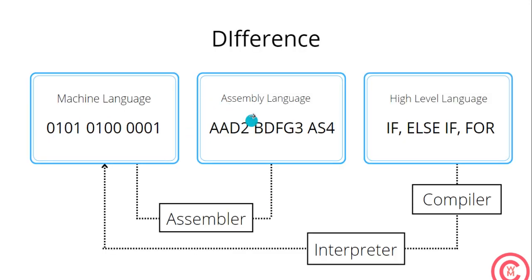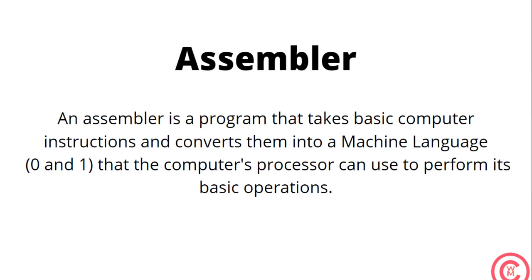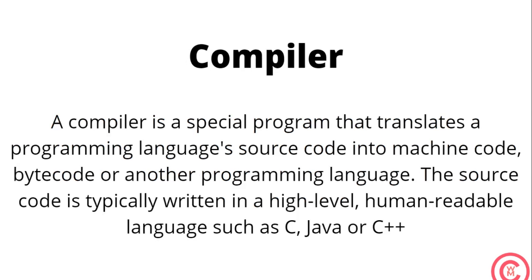So you can see assembly language is typically like this, ADD 2. It will not be understood by the processor, but when it goes through the assembler and changes into machine language, then the processor can understand, then the execution process will take place. So that is an assembler. And then what is a compiler?